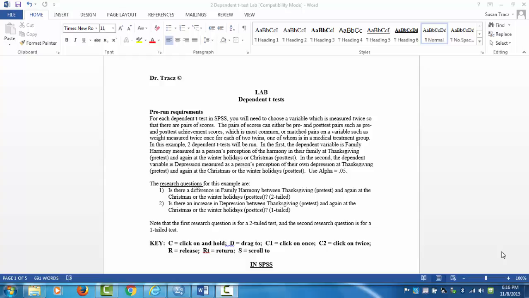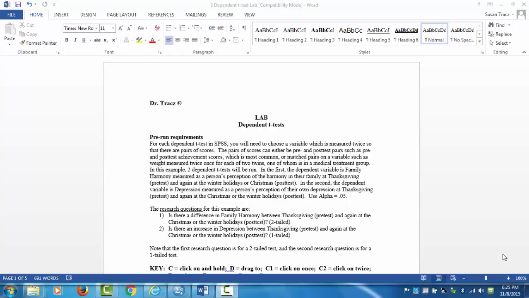In the next example, the dependent variable is depression. And again, this is measured at Thanksgiving and again at the winter holiday. So our research question for this example is, is there an increase in depression between Thanksgiving and the winter holidays? And so this is a one-tailed test because we're asking whether there's an increase in depression. And we're going to use the alpha of 0.05, which is the convention, especially in the social sciences.